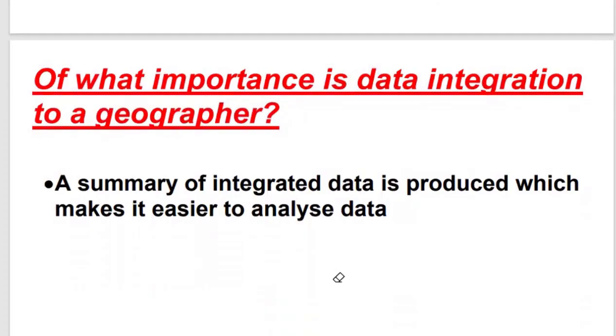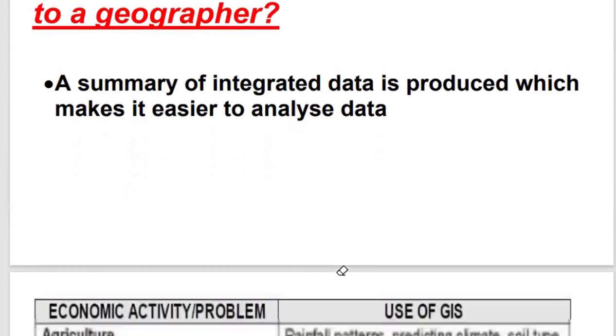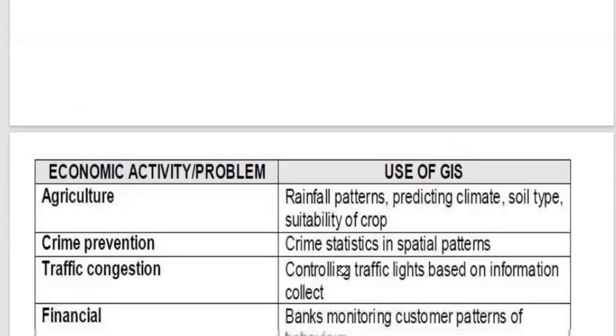Then what is the importance to the geographer for integrating data? A summary of integrated data is produced, which makes it easier to analyze data. Unlike comparing different data sets from different maps, if they are integrated together, we can now easily analyze the data. We are now easily able to interpret the relationships between the different geographical aspects. We are now able to show and see the relationship and make an analysis of the relationship based on the combined features, which are now presented on one map.